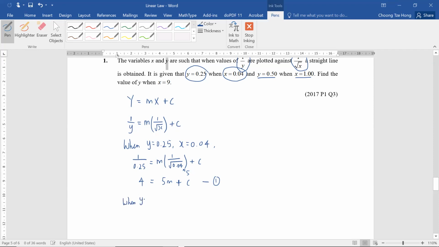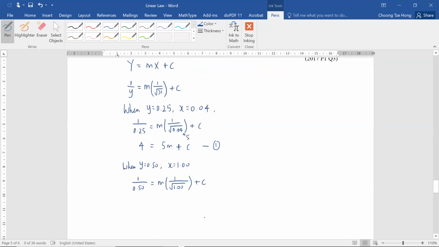So the next one is when y is 0.50, x equals 1.00. Same thing, we're going to sub inside. So 1 over 0.50 equals m times 1 over square root 1.00 plus c, right? So 1 over 0.5 will be 2. Square root 1 is 1, so this is just m plus c. So this will be equation 2.